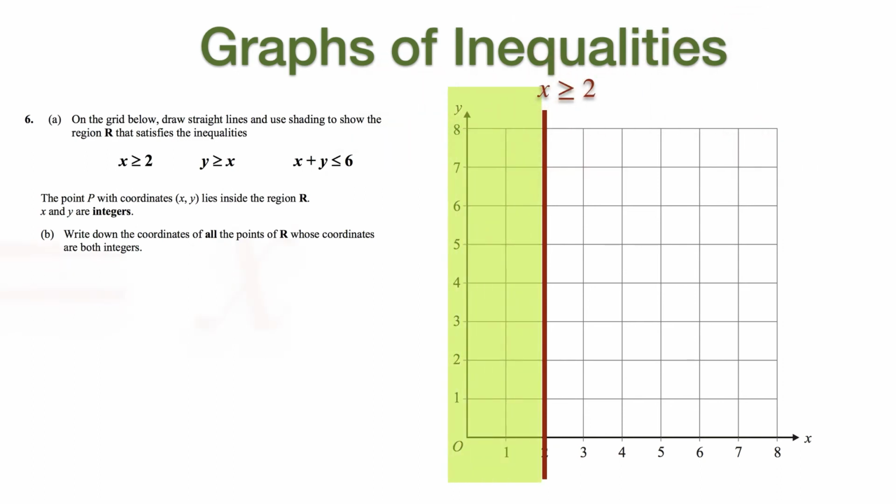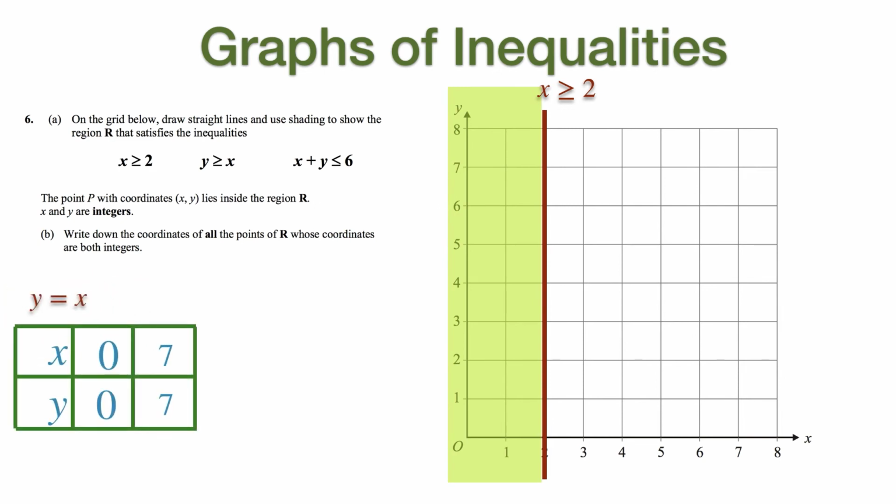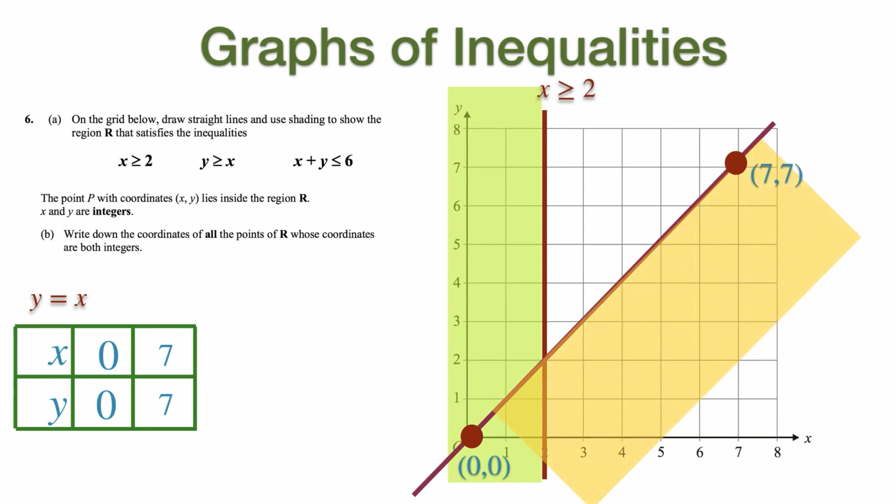In order to define the next inequality, we need to draw the graph of y equals x. Use two coordinates to plot this graph. Since y is equal to x, when x is 0, y is also 0. And when x is 7, y is also 7. So the line will pass through these 2 points. Since y has to be greater than or equal to x, the area below the graph is shaded out, as y is less than x in this part of the region.